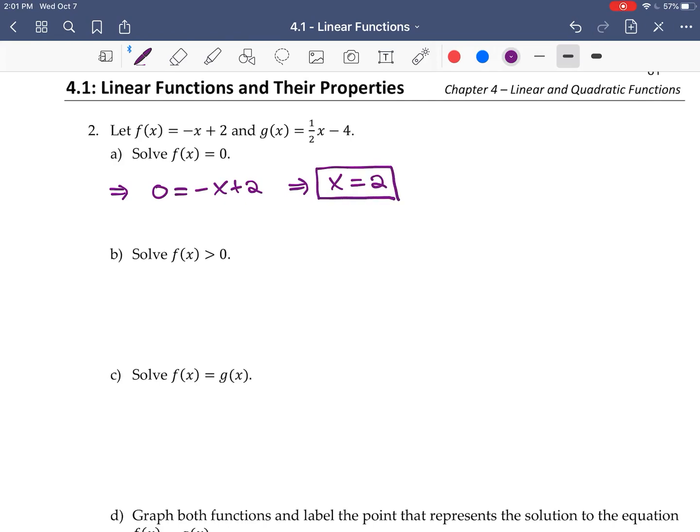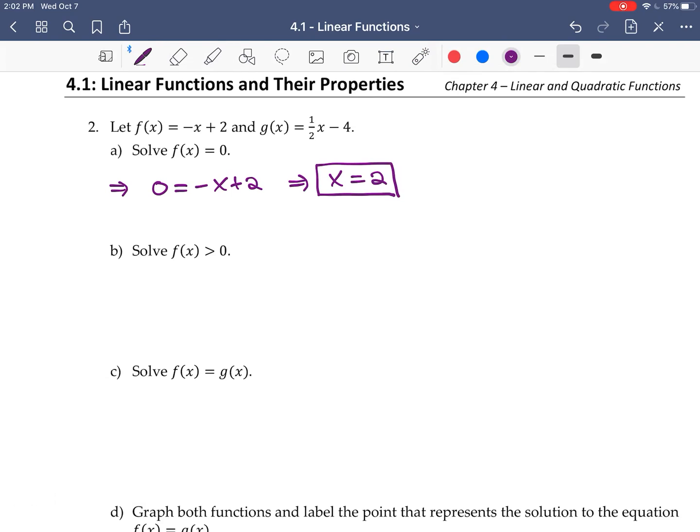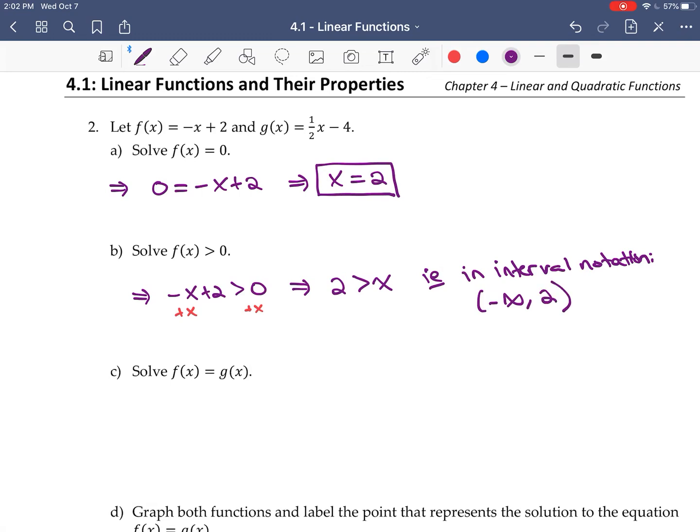So not too difficult, just some notation. All we did was replace f of x in our equation with 0. So we want to know when is that equal to 0. Now, what if I wanted to know where is it greater than 0? Again, I'm just going to replace f of x with what f of x equals, which is negative x plus 2. So this is the same as saying, where is negative x plus 2 bigger than 0? Now if I add x to both sides to isolate the x, this is saying 2 is bigger than x. So that would be our solution. In interval notation, we want all x's that are smaller than 2, so from negative infinity to 2, but not including 2.